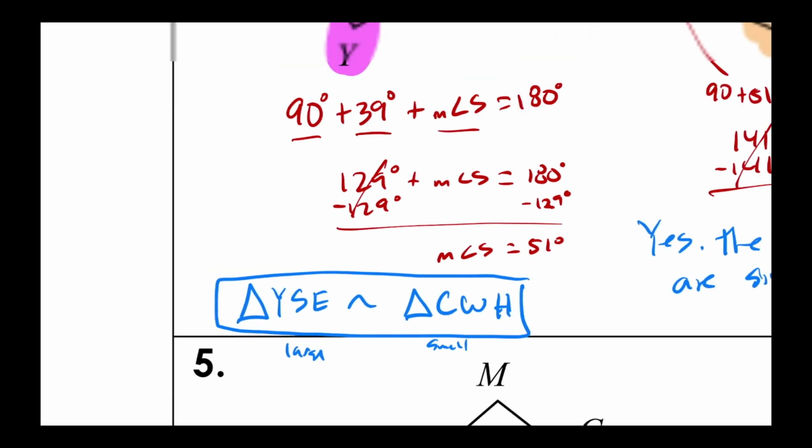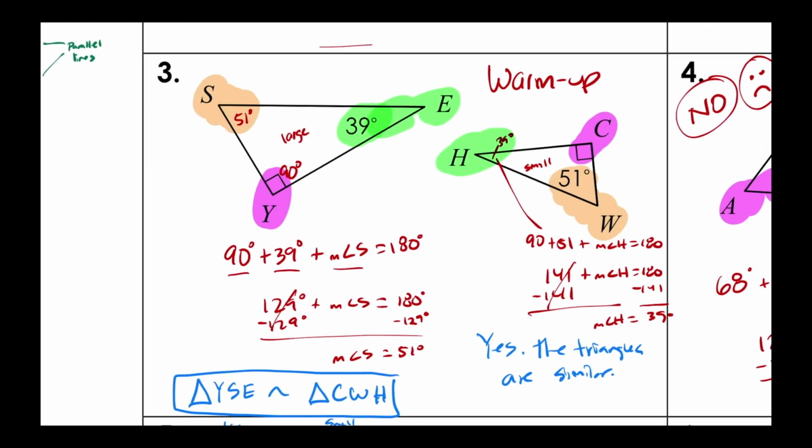How do you know they match, mister? Because look, we colored them. They have the same degrees. They match because they're exactly the same. S is 51, W is 51, so they match. Y is 90, C is 90, so they match. E is 39, H is 39, so they match. So we have to put them in that order.